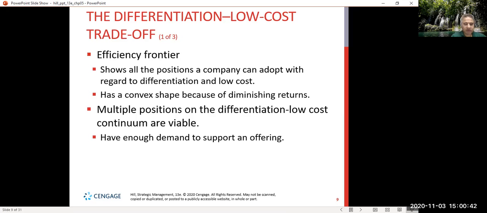So let's see the efficiency curve. Multiple positions on the differentiation low cost continuum are viable, and it has to have enough demand to support an offering. If the company positions itself on the efficiency curve at a certain point, the demand must be there where the company can offer that combination of differentiation and the low cost. So let's see.